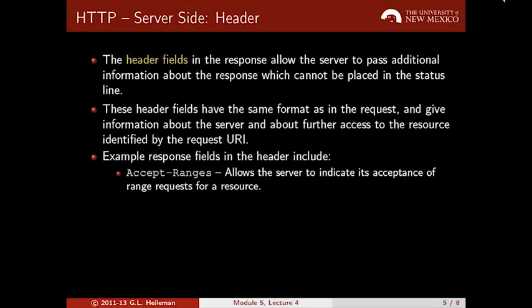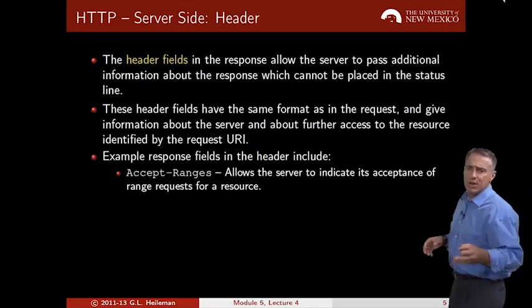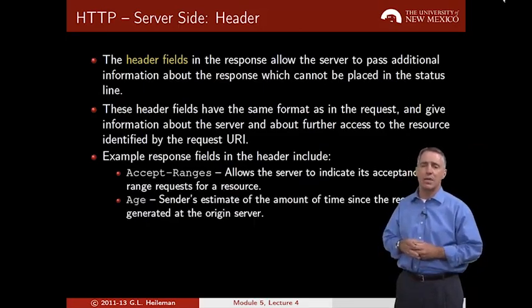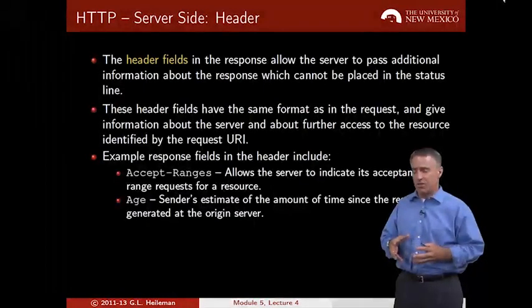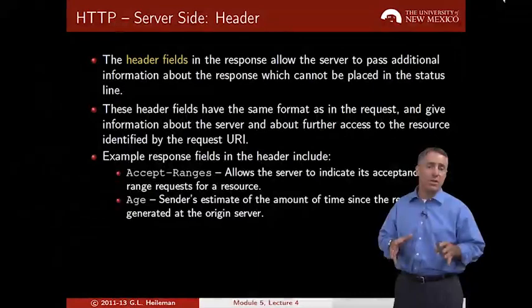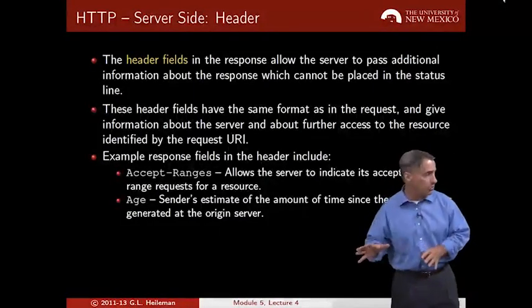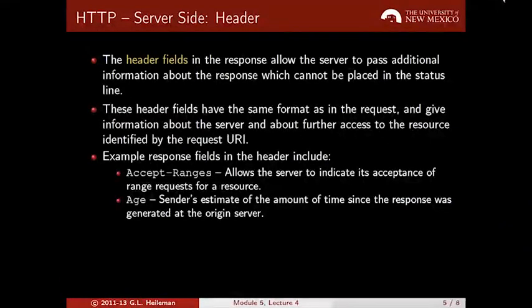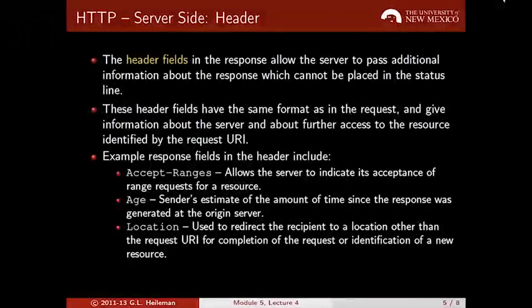So here are some examples. Accept ranges allows the server to indicate the acceptance range for the request that can be made. The age, this is the sender's estimate of the amount of time since this response was generated. So you could use this to look at how responsive an application is.